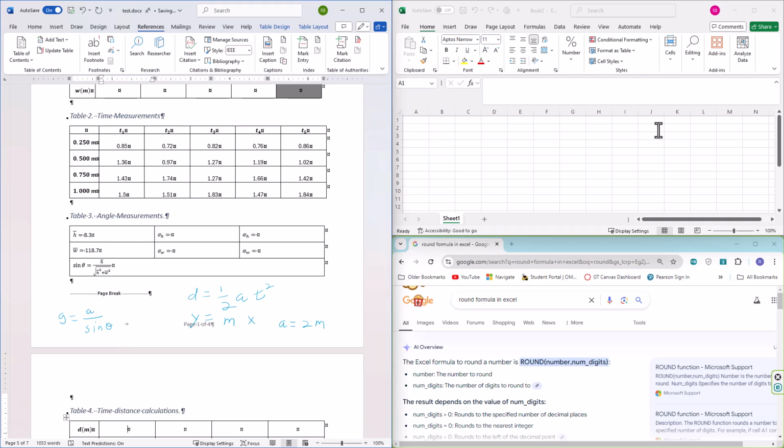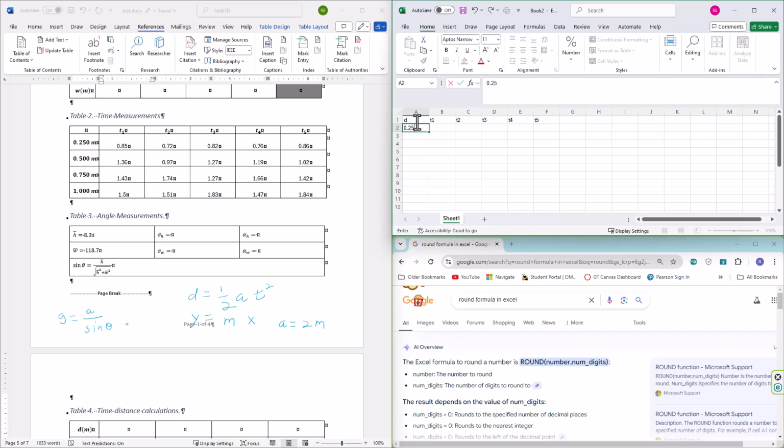The first thing I want to do is come over to Excel and essentially prep my spreadsheet. And I'm going to do this as follows. I'm going to have D, all right? I'm going to have my 5 values of T: T1, T2, T3, T4, T5, and for D, I'm going to have 0.25, 0.5, 0.75, and then 1.00, just simply 1.